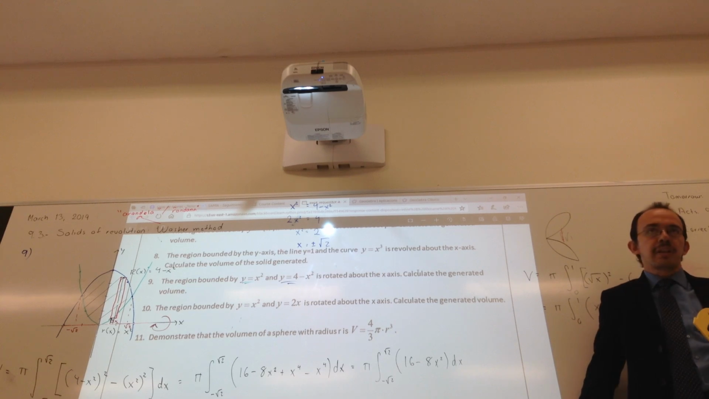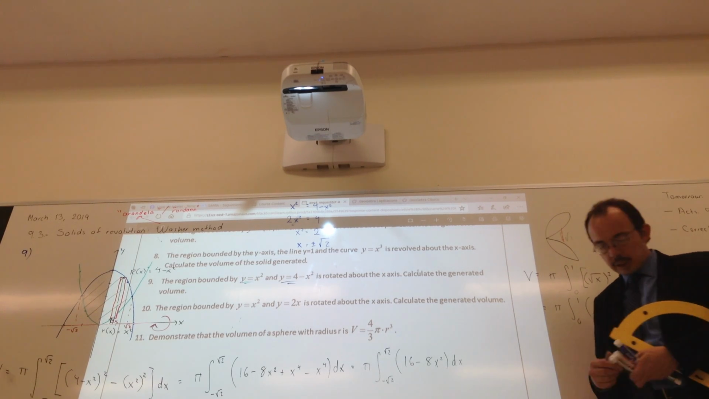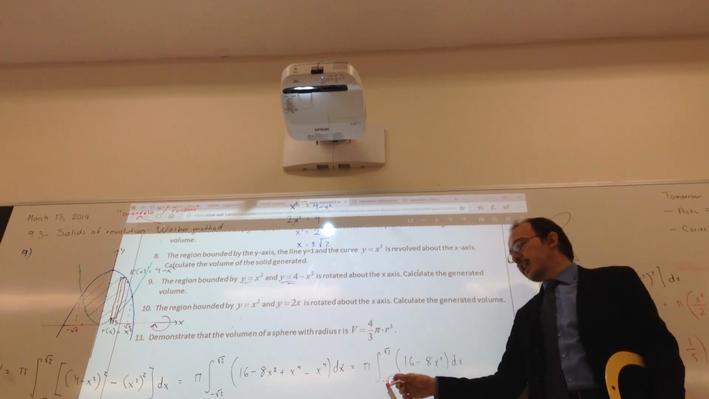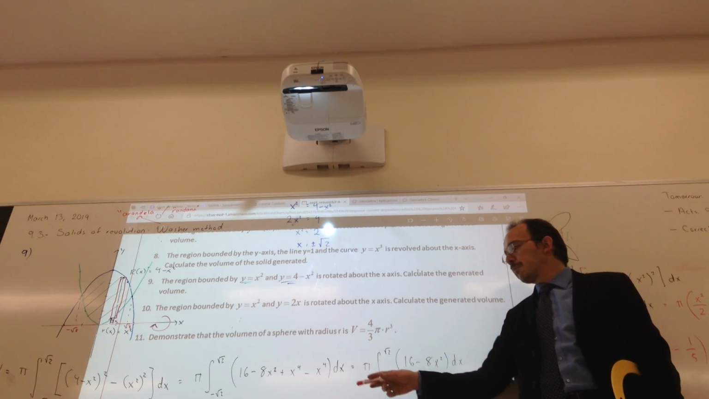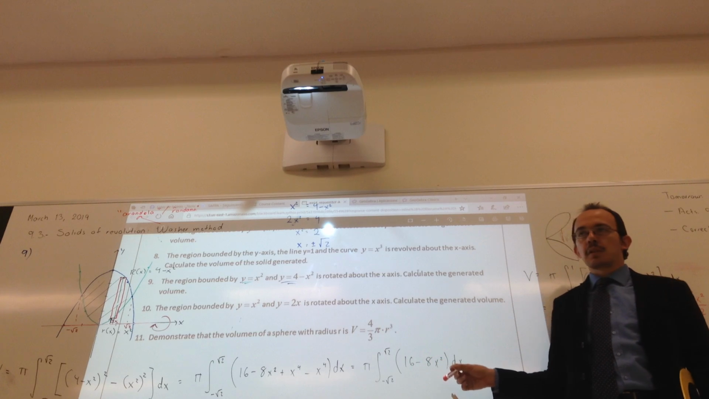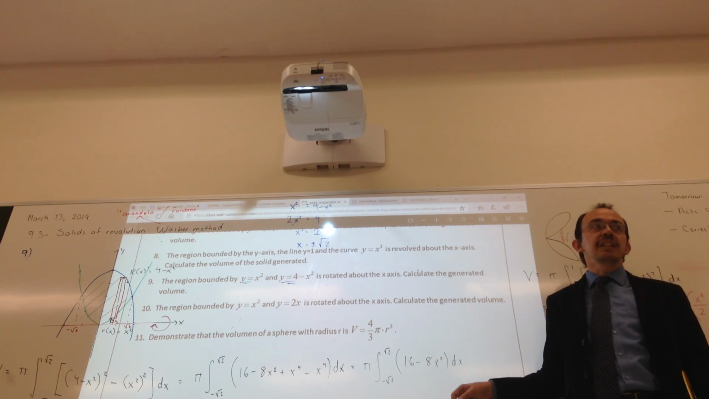And then you integrate it. Okay? A common mistake that students make is thinking that just simplifying is the answer. No, you need to integrate.